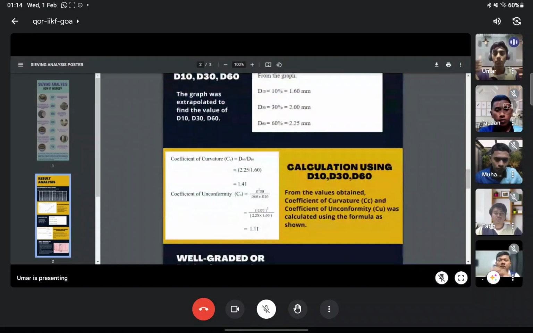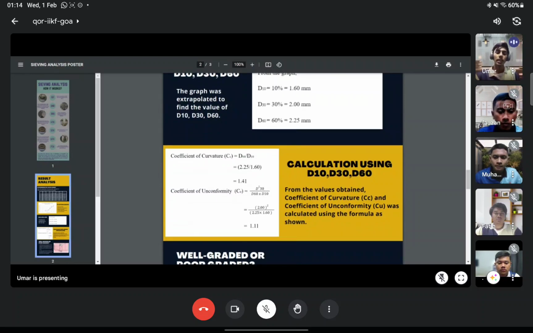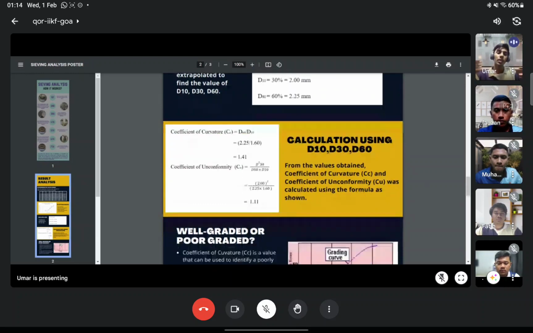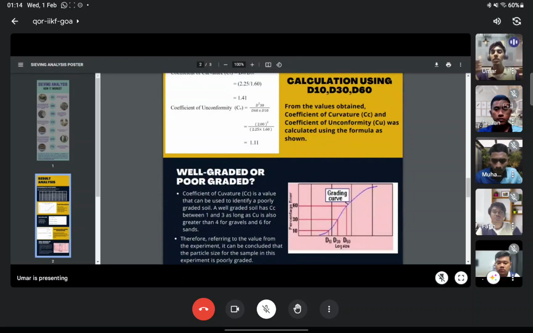Then we move to calculation using the values we got before for D10, D30, and D60, using the formula as shown to find the coefficient of curvature and the coefficient of uniformity. Since we got the values of Cc and Cu, we can then determine whether the sand or particle is well graded or poorly graded.